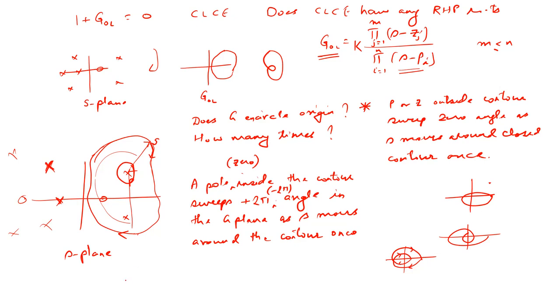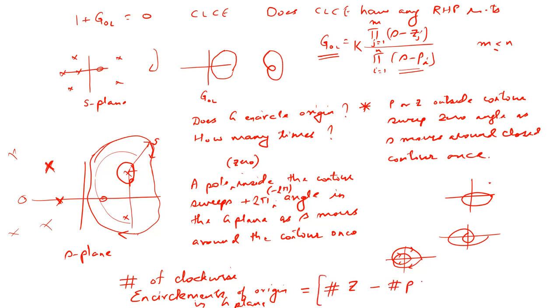And therefore the number of clockwise encirclements of the origin in the G plane, in the polar plot of G, is going to be equal to the number of zeros minus the number of poles inside the closed contour of S.